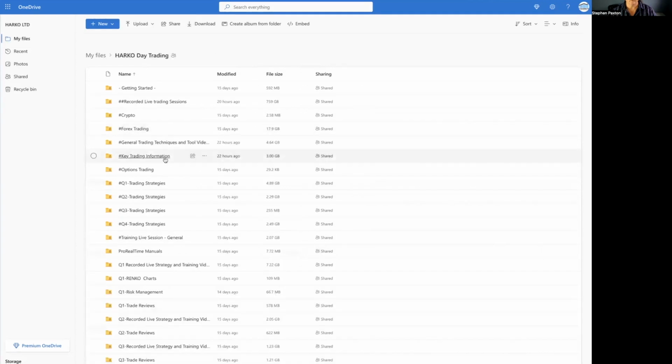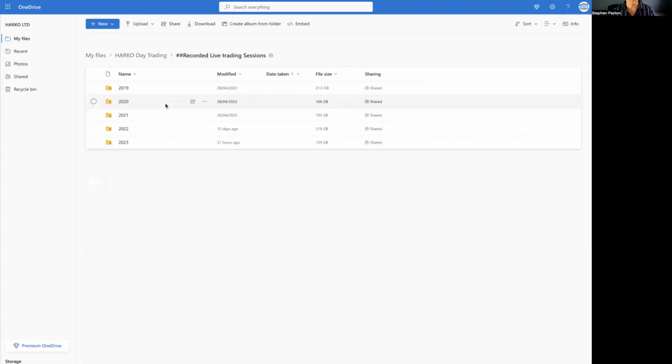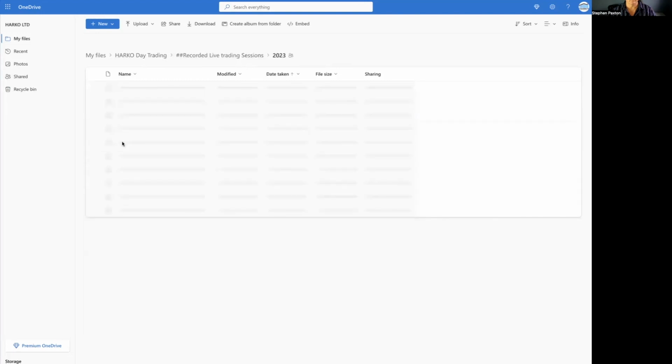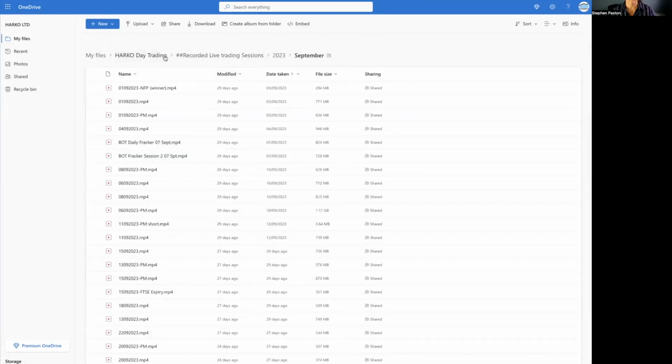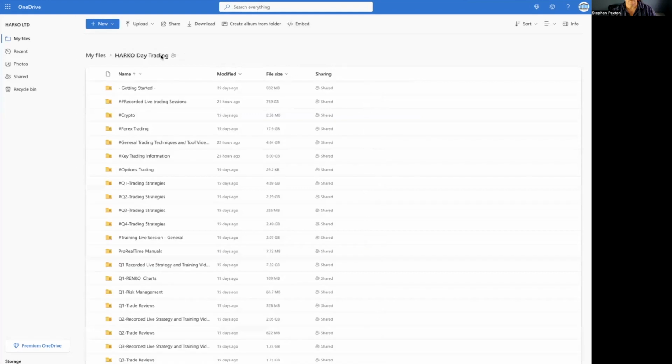The VIP, of course, has all these different sections and all the strategies. Everything's recorded every single day for the past 4 years, every single day that we trade, all in there. So everything is recorded there on the VIP, but you're on the day trader, so that's absolutely fine.